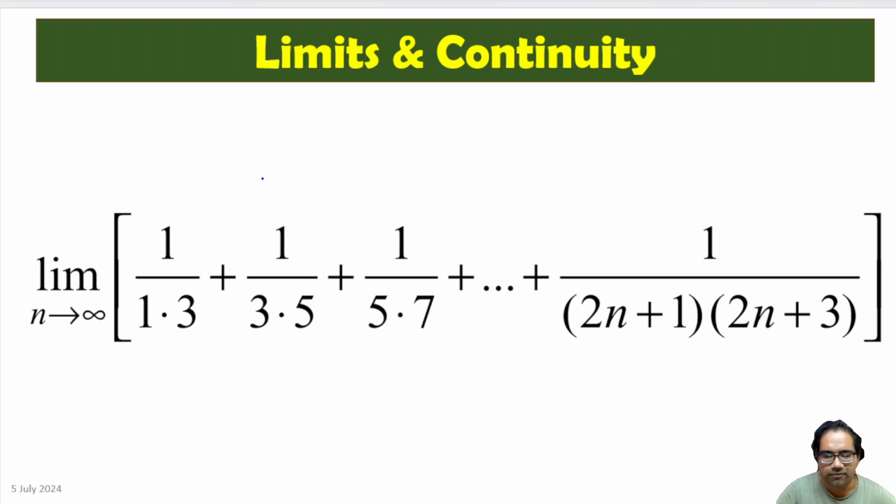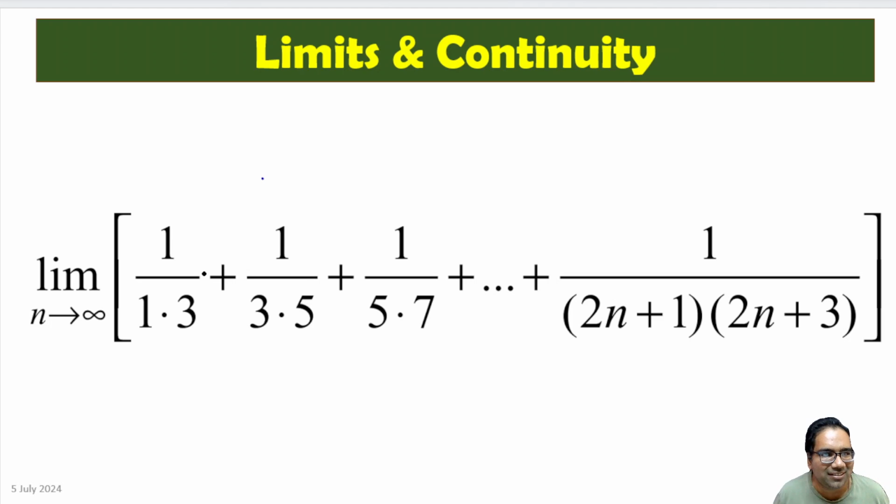limit n tends to infinity, 1 by 1 into 3 plus 1 by 3 into 5 plus 1 by 5 into 7, likewise. So 1 by 2n plus 1 into 1 by 2n plus 3, right? Basically, it is 1 by the product of consecutive odd numbers, and n is tending to infinity. So here we have to recognize a telescoping series.